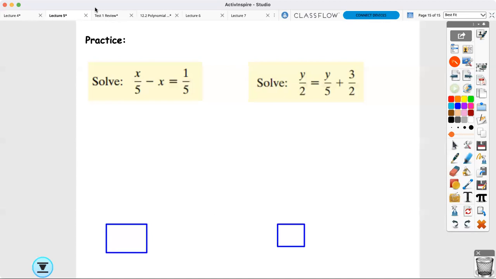Mr. Pacheco, on the second one, I'm able to just rewrite it and move the y over 2 to the right side and leave the other stuff on the left side. Oh, like flip it, you mean? Yeah, that'll be fine, right? Like y over 5 plus 3/2 equals y over 2, like this? Yeah, you could definitely do that. That is correct.